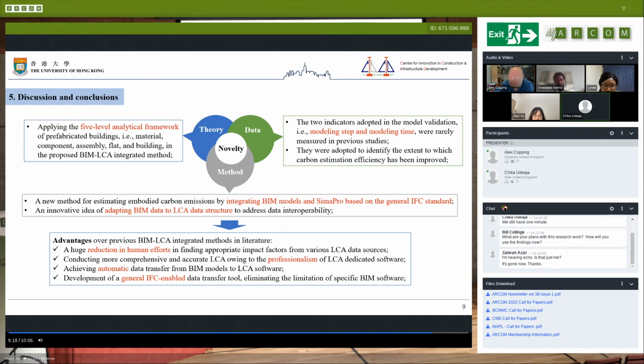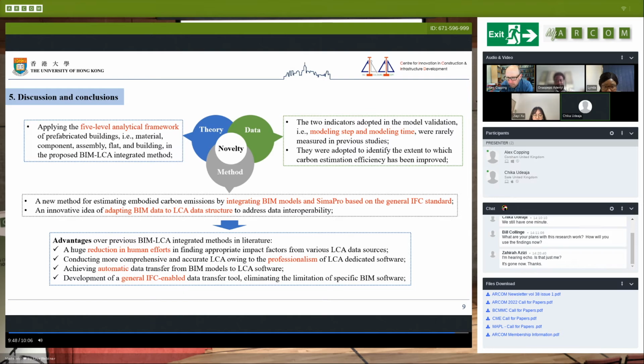First, it reduces huge human efforts in finding appropriate impact factors from various data sources. Second, it can conduct more comprehensive and accurate LCA owing to the professionalism of SIMAPRO. Third, it achieves automatic data transfer from BIM models to LCA software. And fourth, the development of a general IFC-enabled data transfer tool eliminates the limitation of specific BIM software.